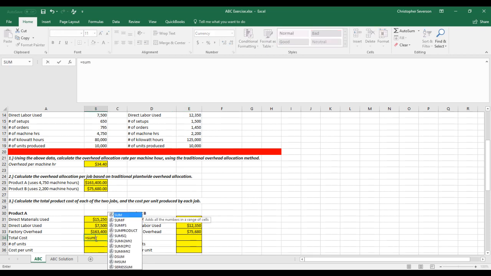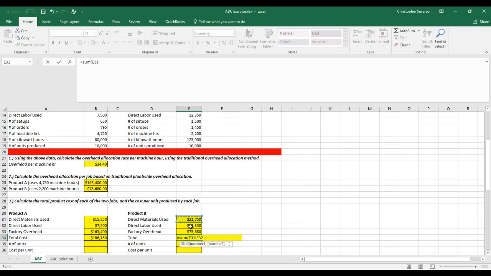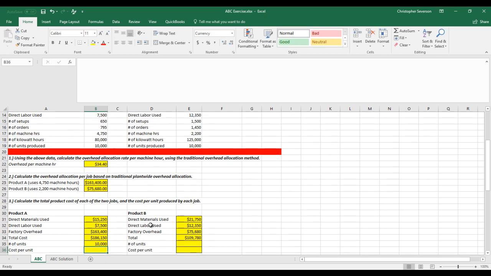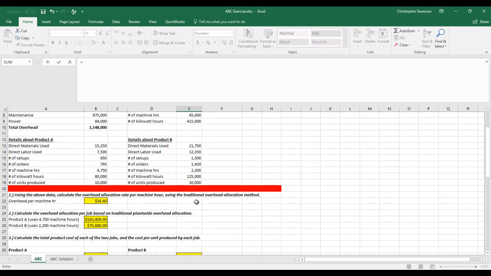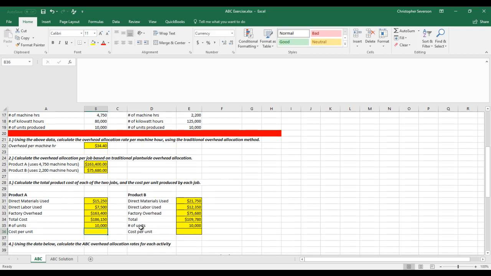So now it's just a simple matter of adding these three costs up for each of the products. Materials plus labor plus overhead. The number of units was given to us up here. So product A had 10,000 units. Product B had also 10,000 units. So the cost per unit is simply your total cost divided by the number of units you had. $18.62 per unit for product A.